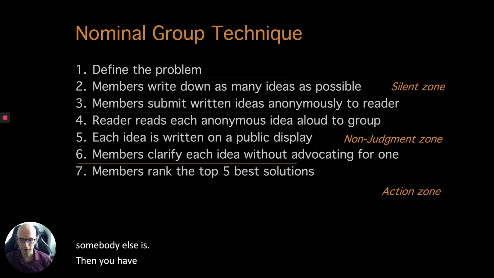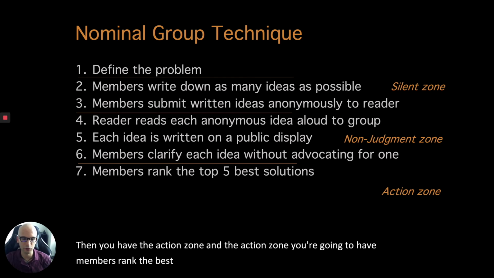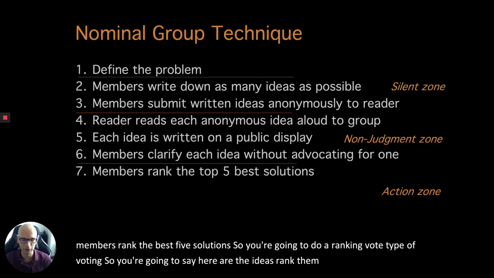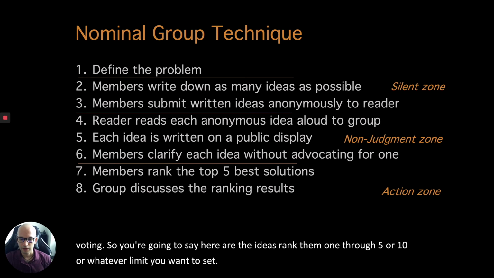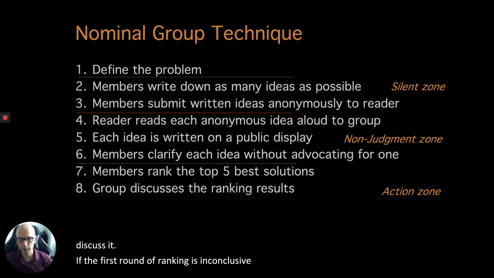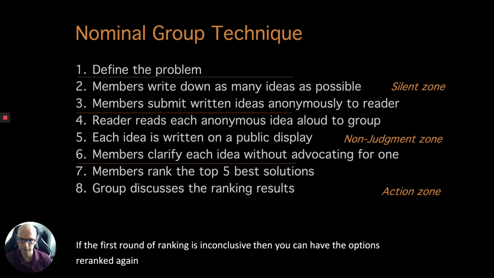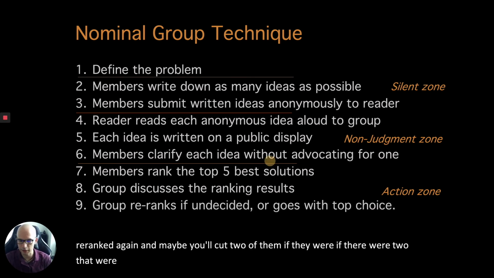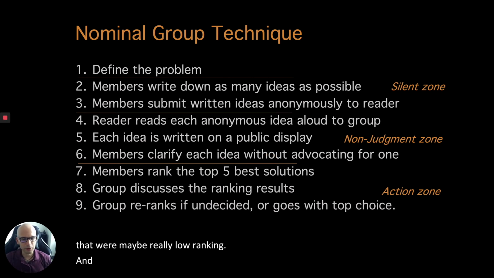Then you have the action zone. In the action zone, you're going to have members rank the best 5 solutions. So you're going to do a ranking vote type of voting. You're going to say, here are the ideas, rank them 1 through 5 or 10 or whatever limit you want to set. Then you want the group to see the ranking results and you want them to be able to discuss it. If the first round of ranking is inconclusive, then you can have the options re-ranked again, and maybe you'll cut 2 of them if there were 2 that were really low ranking. And then the group re-ranks, and if it's undecided, you go with the top choice.